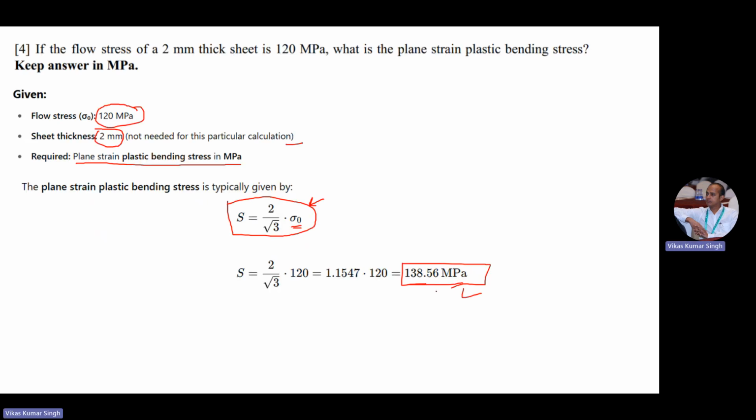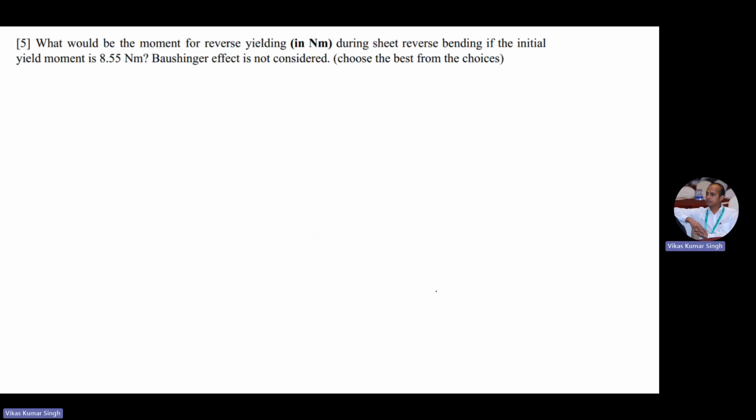And yeah, this is also a very simple question. So now we are moving towards the next problem. Question number 5. What would be the moment of reverse yielding during reverse bending if the initial yield moment is 8.55 Newton meter? Okay, the Bauschinger effect is not considered.